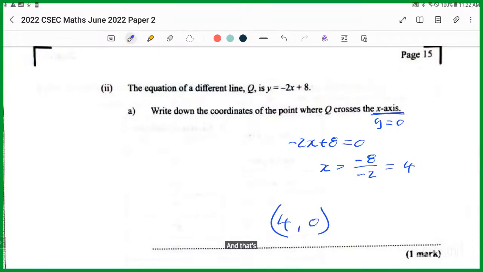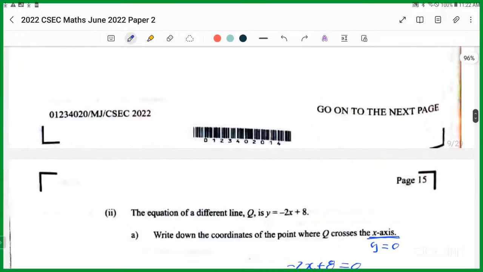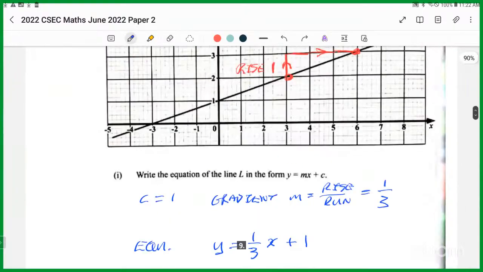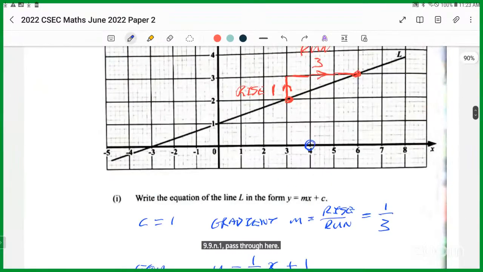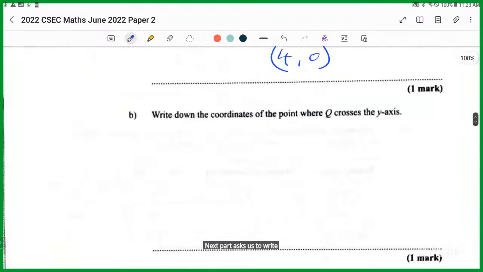Understand that, guys? Yes, sir. Good. So that's a point on the line, right? 4, 0. I'm sure they're going to want you to draw it in, so let me put it down from now. So it passes through this point right here, 4, 0. That line passes through here. 4, 0. Alright. Next part asks us to write down the coordinates where it crosses the y-axis.